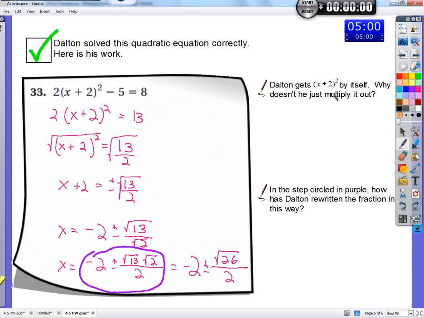What do we have to say about that? I included that question because it often is what people try. Instead of getting the square root by itself, they immediately just multiply those two things together. That turns out to not work out so well. Why is that? Because you don't get a square root number.